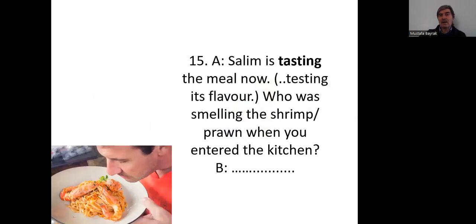Salim is tasting the meal now. It means testing its flavor, checking its taste. Who was smelling the shrimp or prawn when you entered the kitchen? My neighbor Hassan Bey was smelling the shrimp when we entered the kitchen.